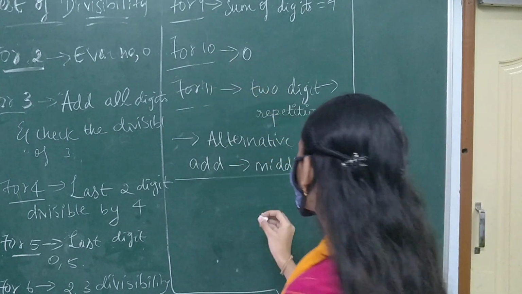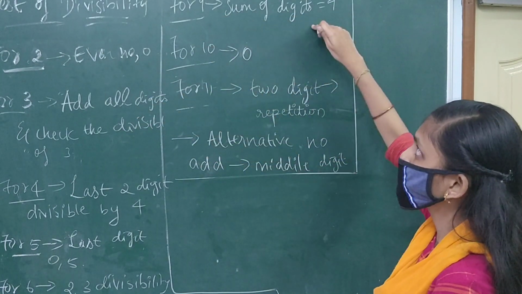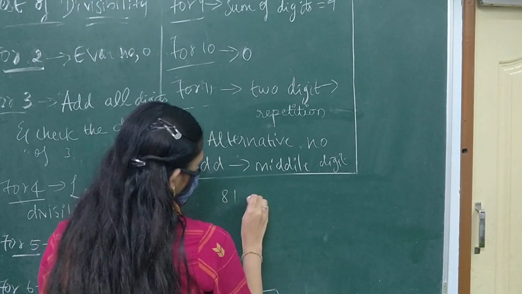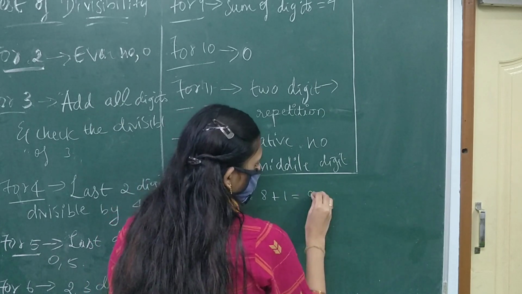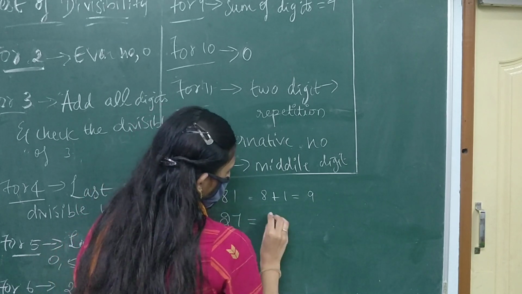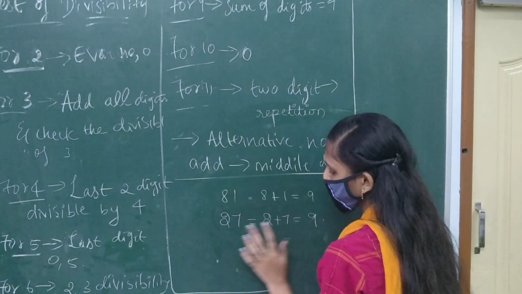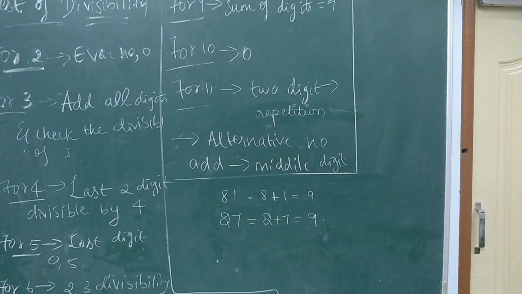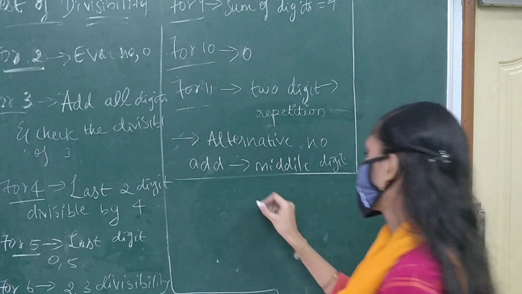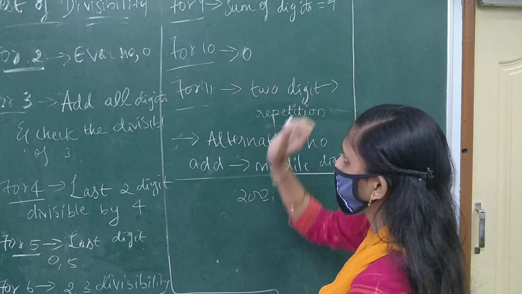For 9, the test of divisibility is similar to that of 3, but here the sum of the digits should be 9. I will take 81. You add the digits: 8 plus 1 is 9. Let's take another example, 27: 2 plus 7 is 9. So when you add the digits of the number, it should give 9, and then the number is divisible by 9. And for 10, the last digit should be 0, like 240. If the last digit is 0, it is divisible by 10.